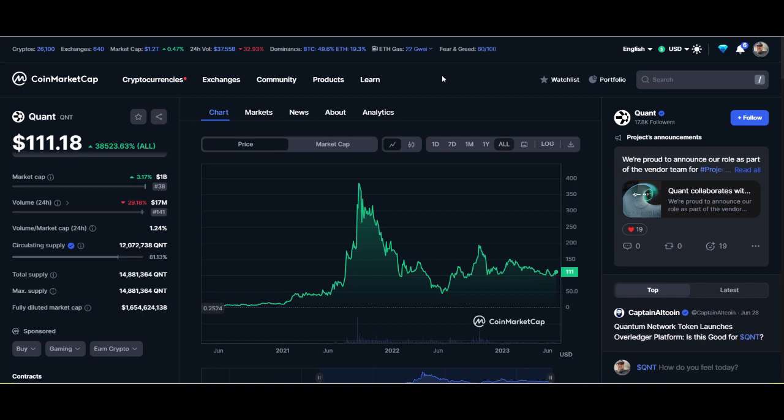Put in 10,000, get 100 grand out of it. You know, do the math, get 150 grand, something like that. Not financial advice, guys, but data doesn't lie, numbers don't lie, and the circulating supply does not lie. So that's why I'm extremely bullish on Quant, guys.